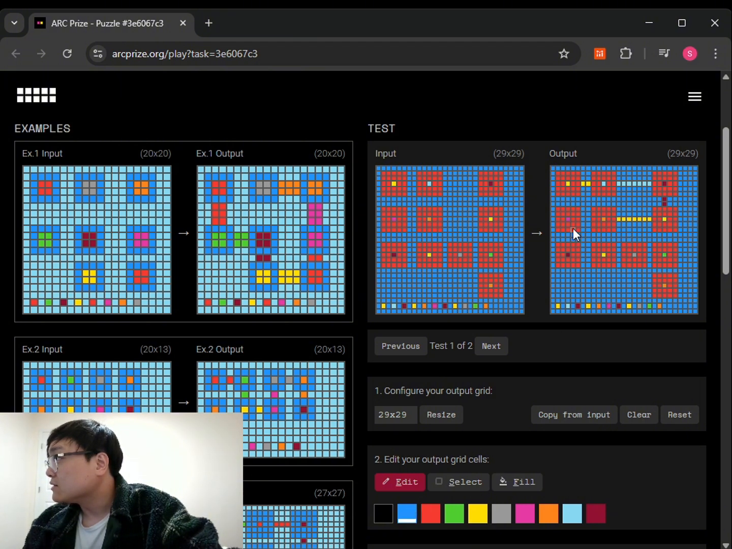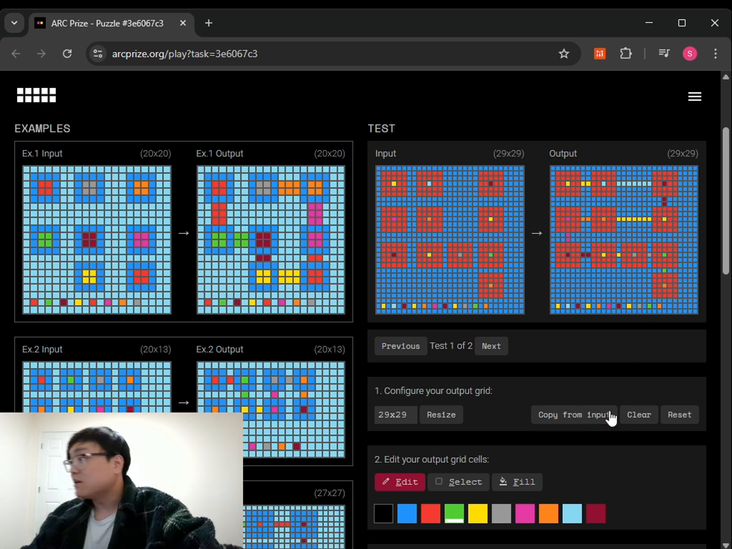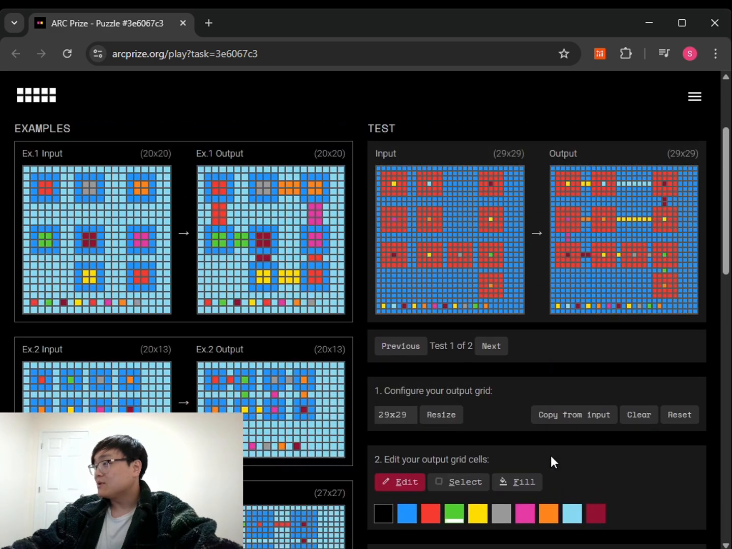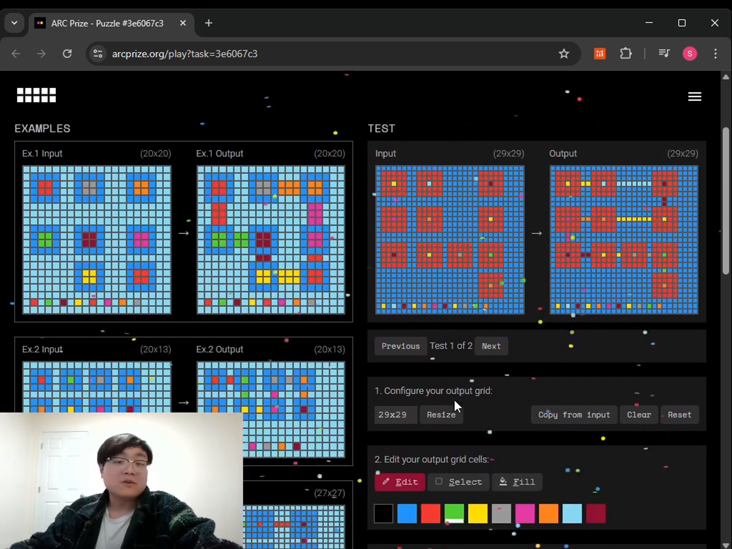And then orange connects to pink. Pink connects to this dark brown one. And then this dark brown one connects to the yellow, I believe. Yes, and then yellow connects to gray. Gray connects to green. And then green connects to orange. Let's see if we solved it. This is pretty fun. And yes, we have solved it.